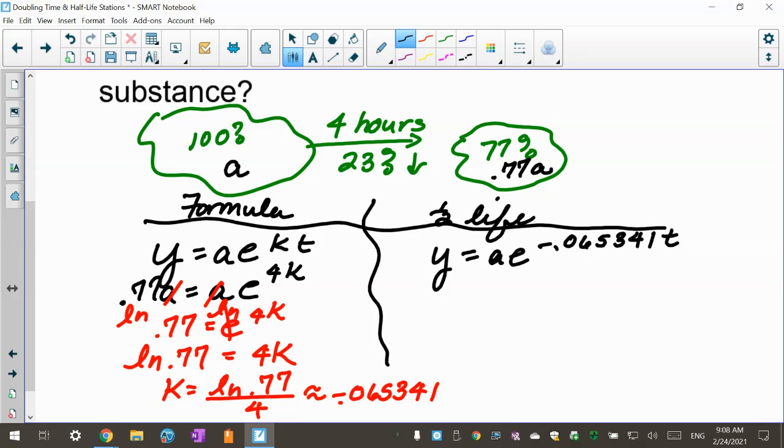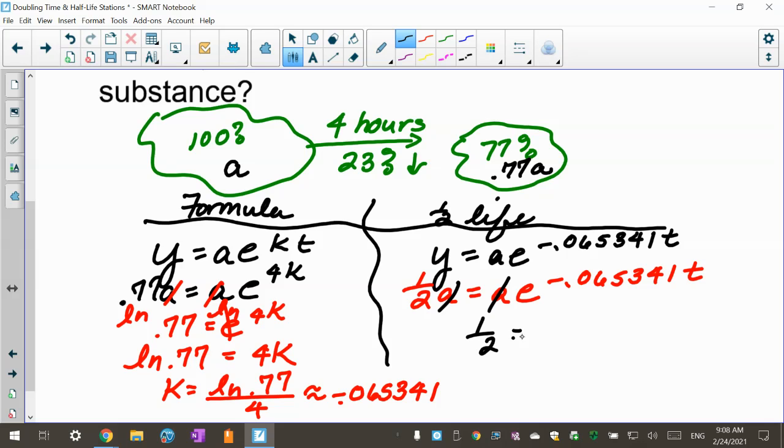Now they want to know the half-life. So now I'm going to find the half-life. If in 4 hours, 23% goes away, and I want to know when 50% goes away, it's going to be more than double that, isn't it? Well, let's try it. A half of A equals A e to the negative 0.065341t, right?